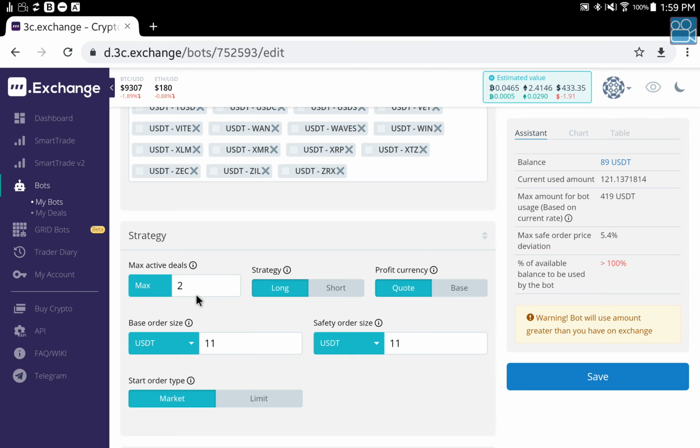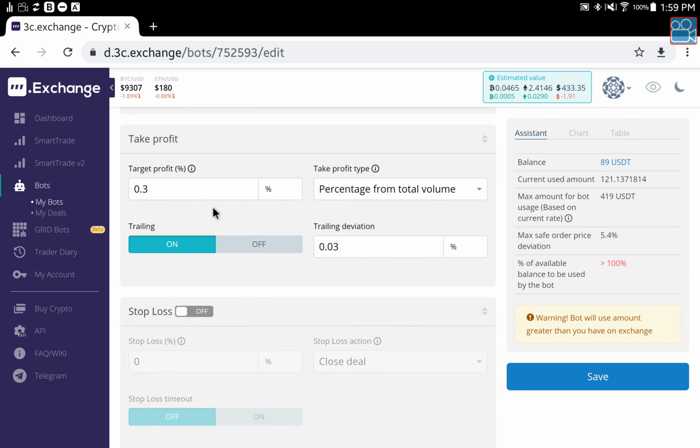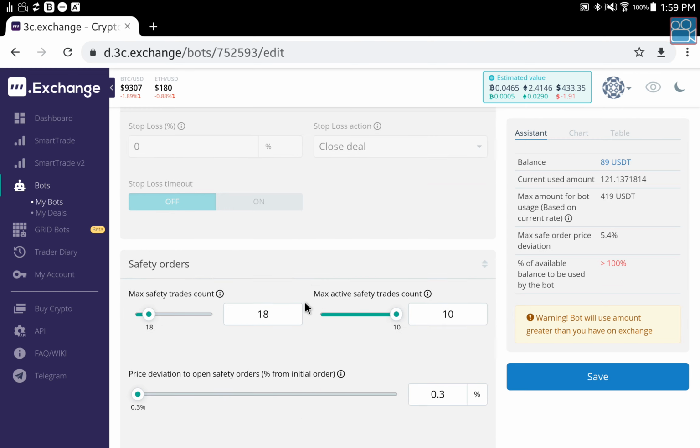Right here, max active deals. 2 coins at once. Now I don't have the amount yet, strictly for 20 safety orders. I only have enough in this wallet for 18. So that's what I figured as my basis for my safety orders. I also increased the profit a little bit. But let's get right here. Safety orders, 18. So those are the 2 big changes I made.